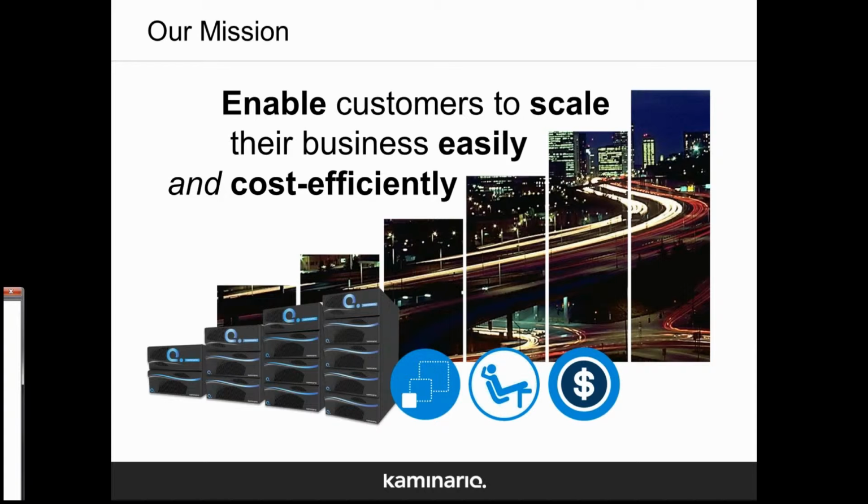I will start with our mission as a company. As a company, we realize that there are storage solutions that are cost efficient, and there are storage solutions that are scalable. But we found that there is no product that is doing both. This is why we took this important mission.